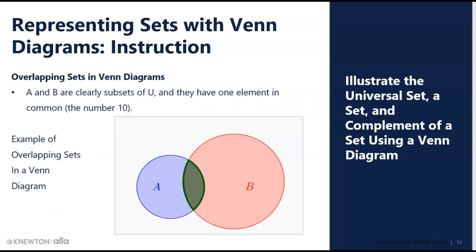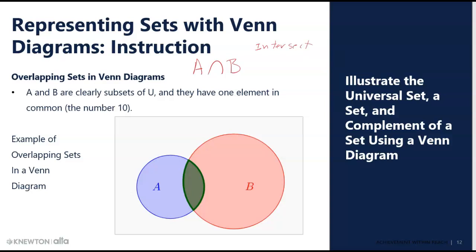So this is a nice one with colors. A and B are subsets of the universal set, which is this rectangle, and they have one element in common, the number 10. That number 10 is going to go in the green space. The green space represents A intersect B. That's the overlap.